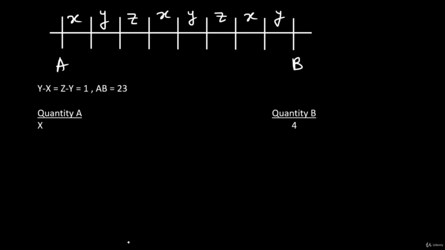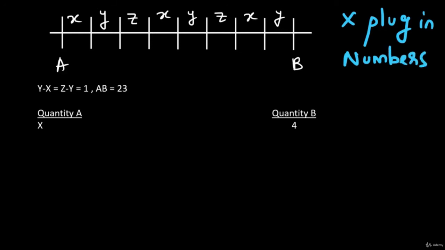Pause the video, give it a try and then let's do it together. All right, we are back. I hope you have given it a try. Let's do it together. Now over here, don't plug in numbers. This is a common mistake that students make. You cannot plug in numbers over here, right? Because you have a criteria. So X can only take the value which is satisfying the condition given over here.